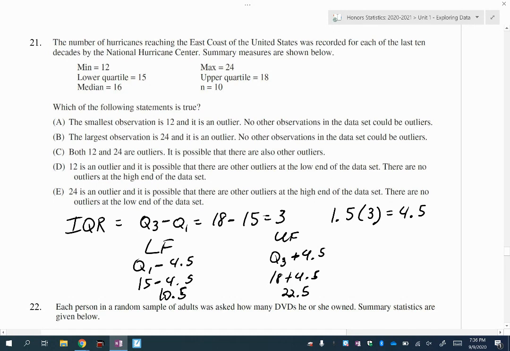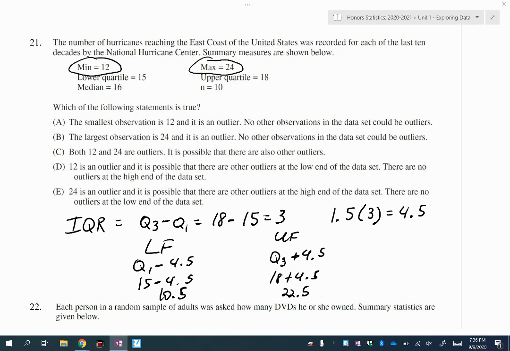If there are any data values below 10.5 or above 22.5, they are outliers. Well, my minimum is 12. 12 is not below 10.5, so I do not have any outliers below the lower fence. But I do have at least one outlier above the upper fence. 24 is above 22.5, so I have at least one outlier above that upper fence.